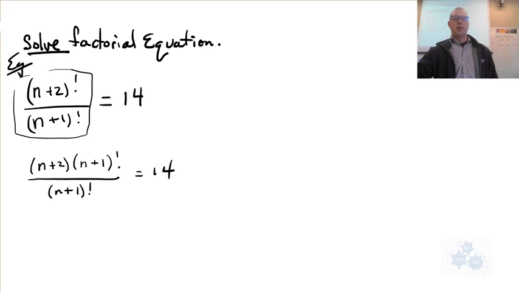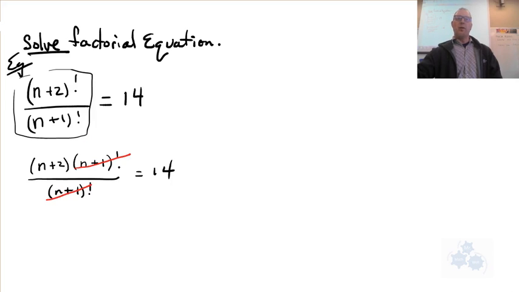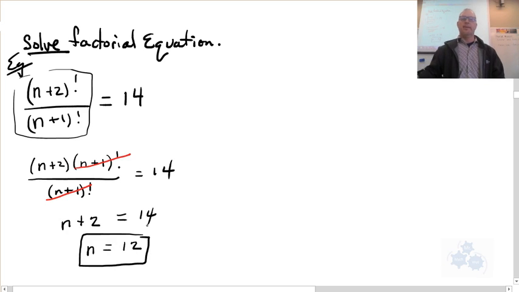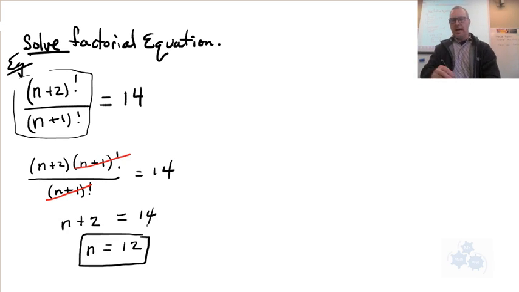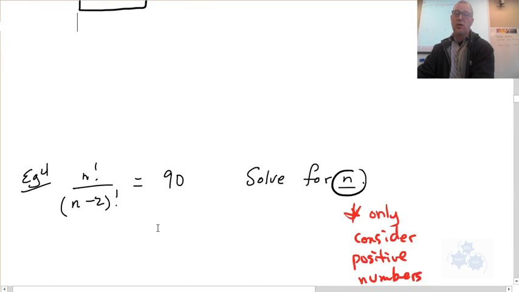Just like we've done before, we can simplify the left side. n plus 1 factorial is n plus 1 times n times n minus 1 times n minus 2, all the way down till we get to 1, and that's the same on the top and the bottom. So now we've simplified the left side to n plus 2 equals 14, and this becomes really easy, just a simple algebraic solution. Okay? We're good?